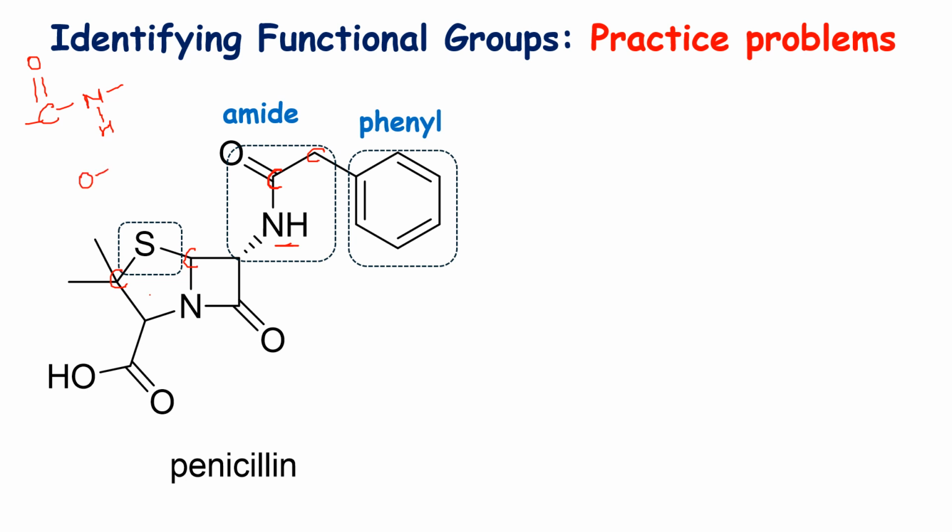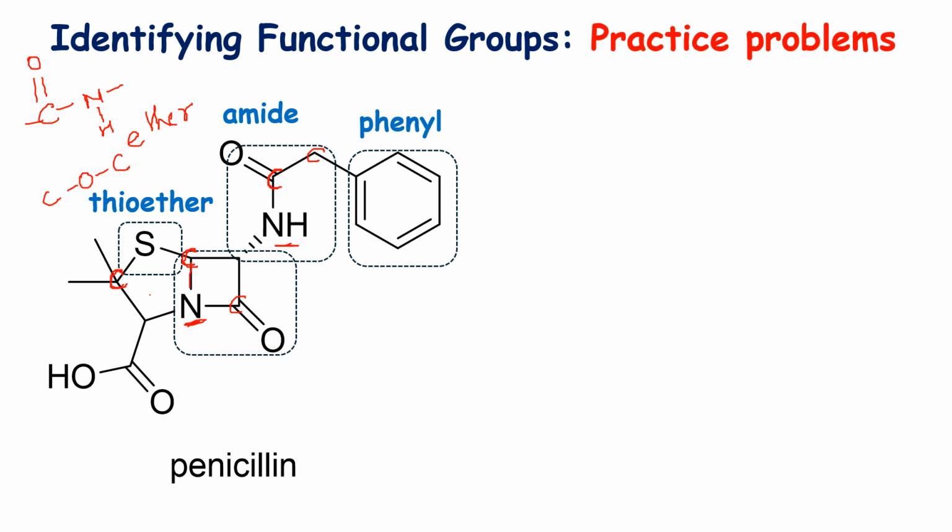There is a sulfur which is single bonded to carbon on both sides. We have learned that if oxygen is single bonded with carbon on both sides, it is an ether. So here we have sulfur single bonded to carbon on both sides, making it a thioether. Again we have a carbonyl group, and this carbonyl group is next to nitrogen. That means it's an amide.